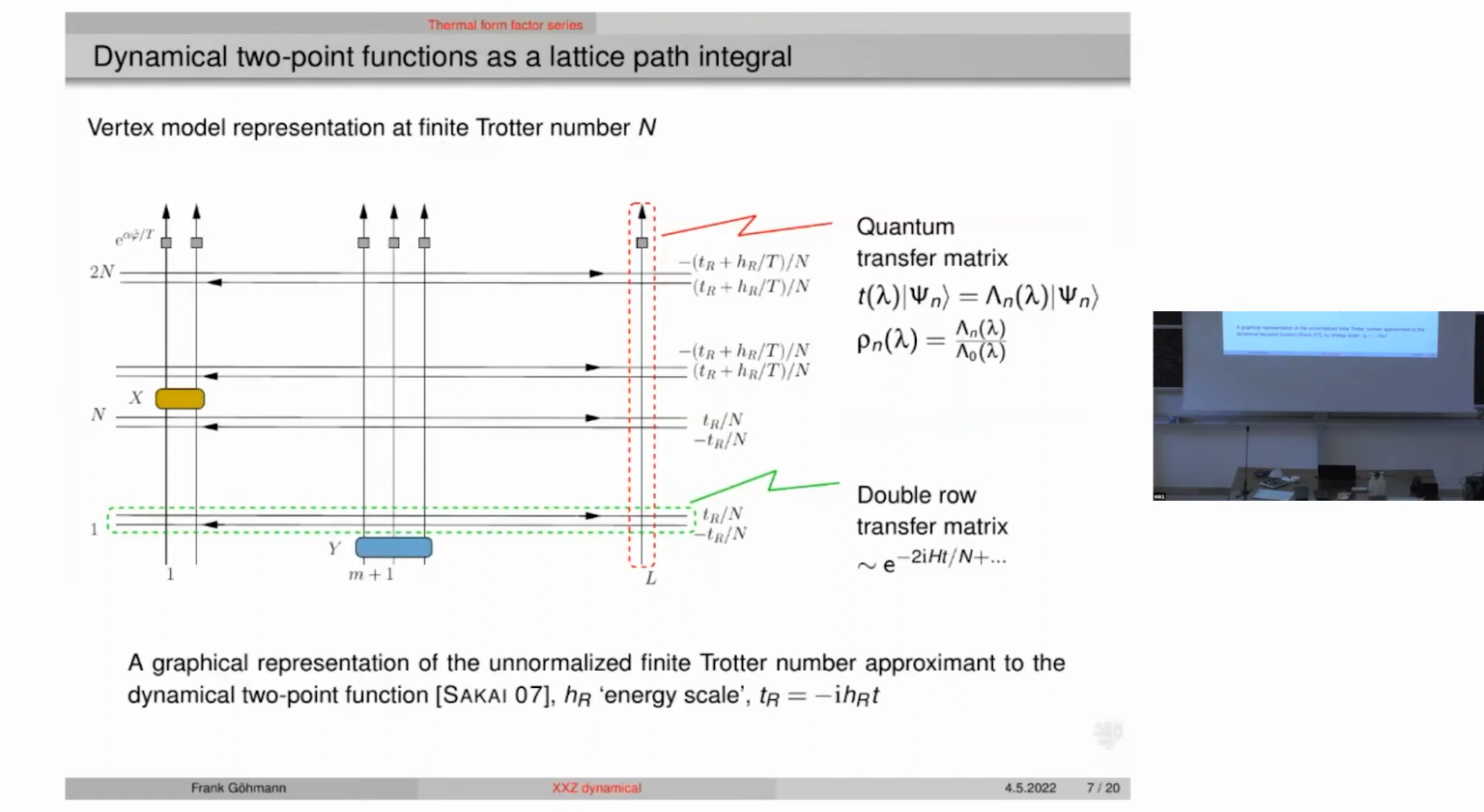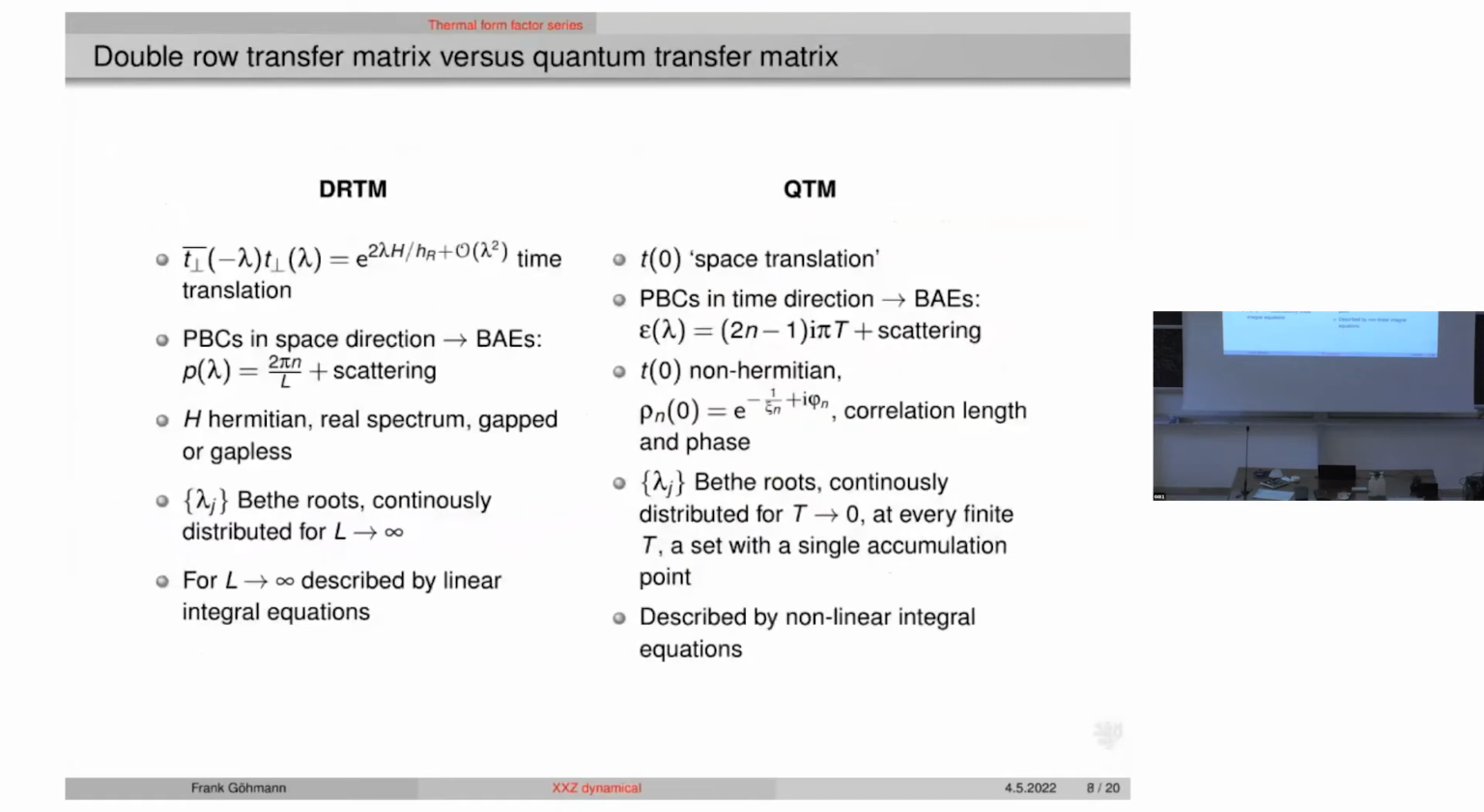So you may wonder why we are using it, and this is for the people who know about Bethe ansatz, but not so much about this quantum transfer matrix. There are two transfer matrices, but they are different. One is staggered, the other one is not staggered, and they have rather different properties. The double row transfer matrix gives you the generator of time translations. The quantum transfer matrix does space translations.